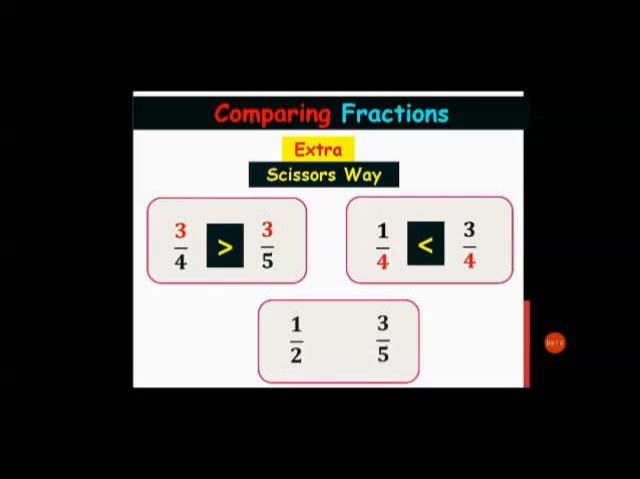1 over 2 and 3 over 5, so 2 times 3 equals 6. 1 times 5 equals 5, so 5 is less than 6. As you see here, these three types of fractions. We have common numerator in the first, common denominator in the second, and different both. The scissors way is applicable for all cases, but of course, it's better to also know the previous ways because you will use them in the ordering.